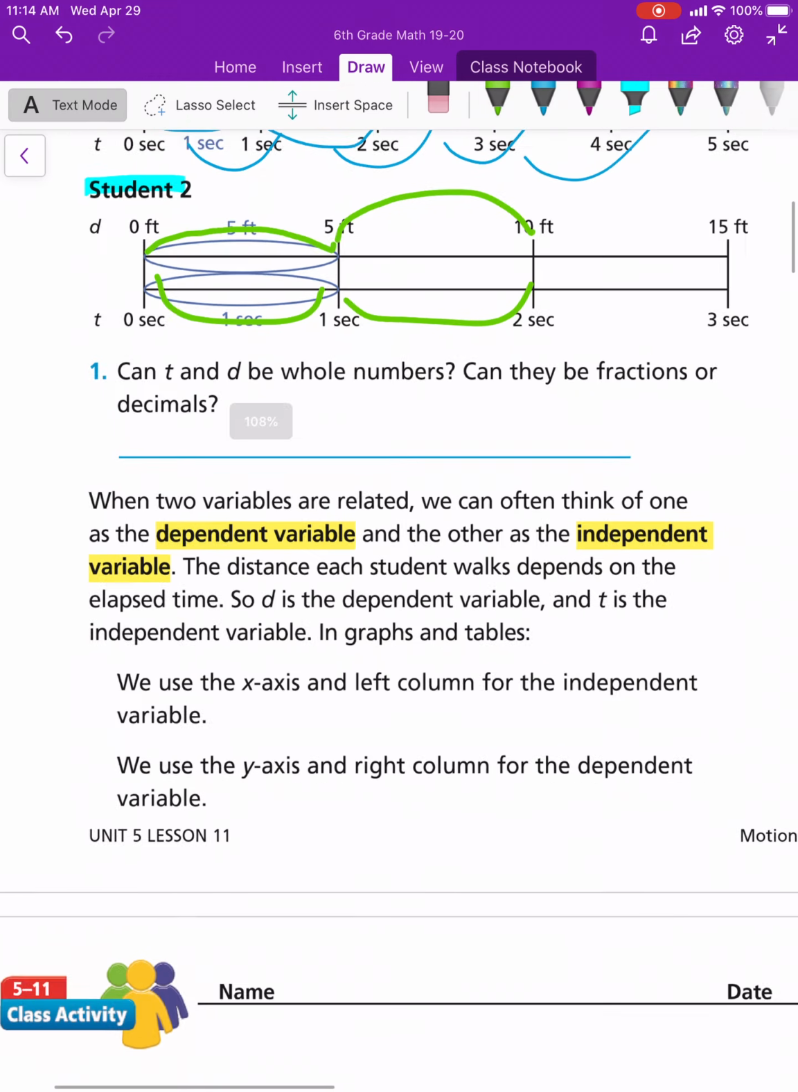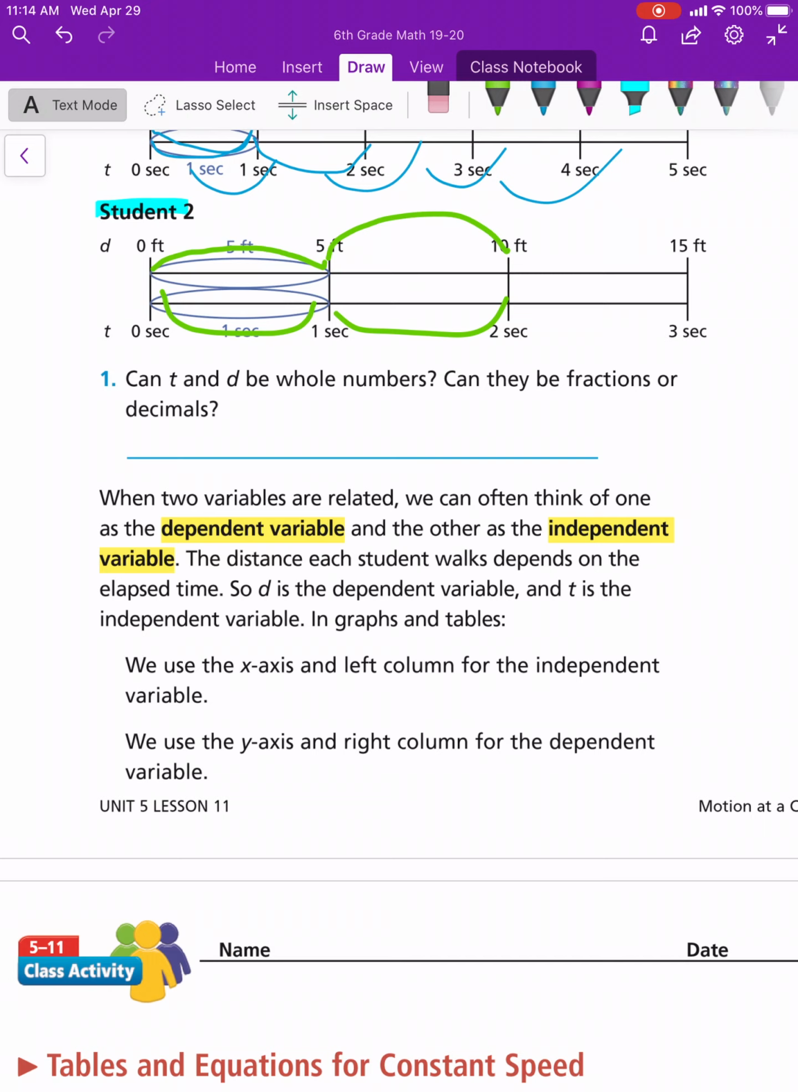So my question to you is, can t and d be whole numbers? Can they be fractions and decimals? What do you think? The correct answer is they can be both. They can be both fractions or decimals or whole numbers. Just going to write be both.